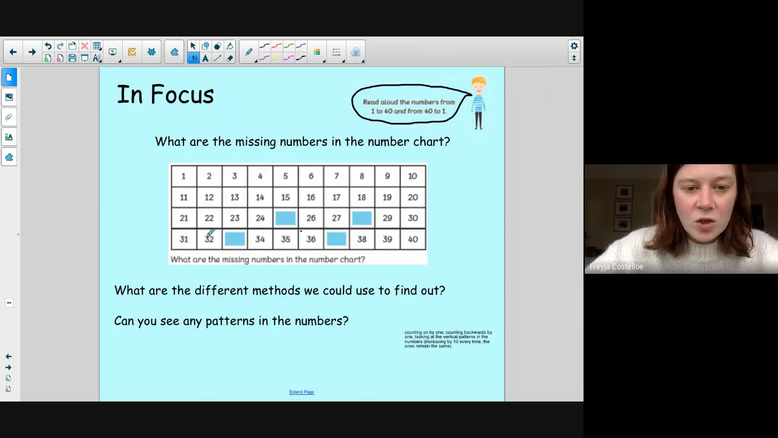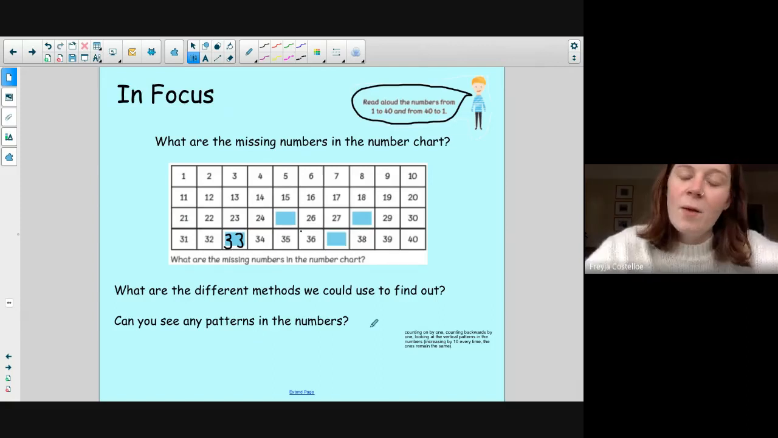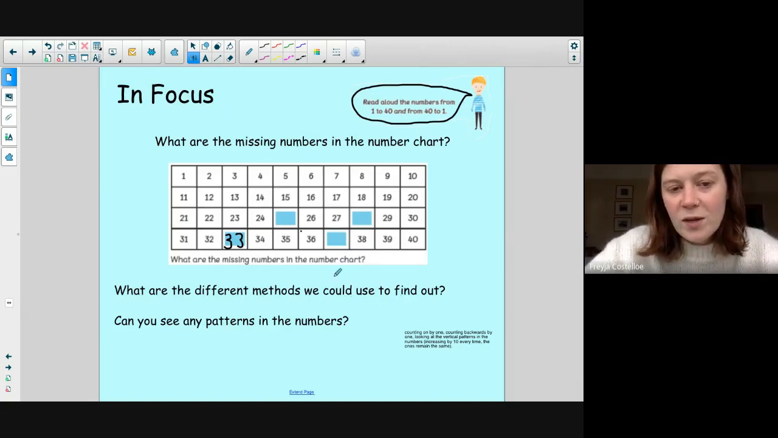So 32, count on by one. What will come next? 33, 34, 35. Excellent. Okay, so we've counted on by one. We've counted up by one to find out about that one. What about this blue square here, this missing number? How could we find that one?